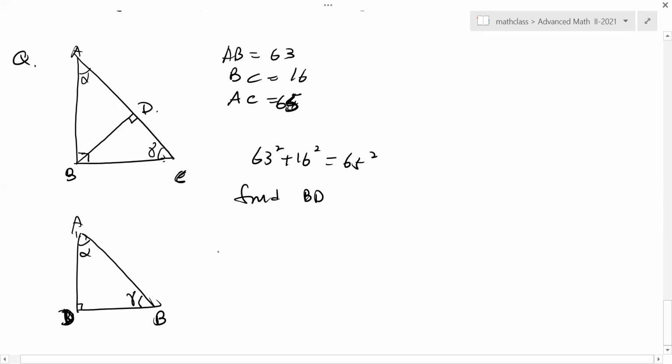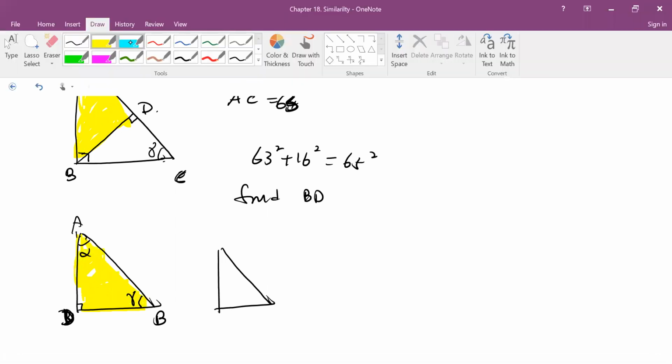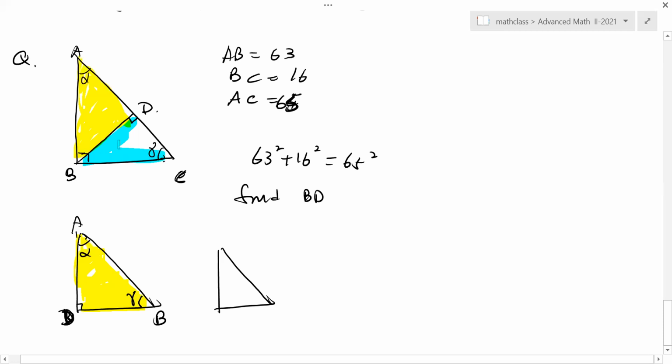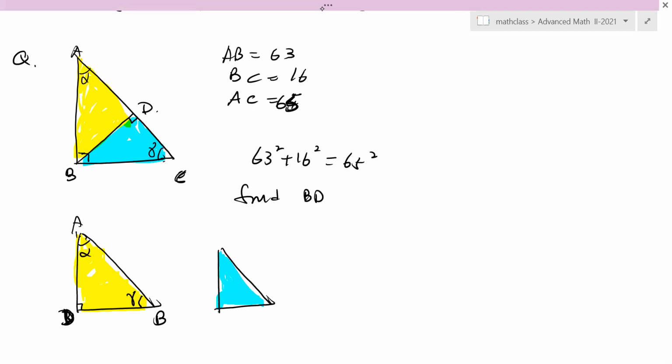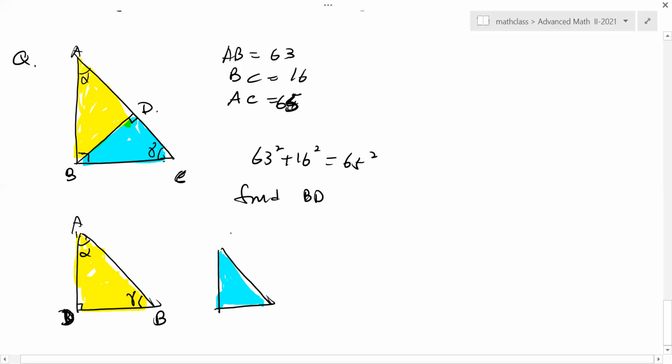Then another triangle. I'm going to put it here, in yellow. Another triangle, let's use a different color. Here's B, here's D, and here's C. So this is gamma.